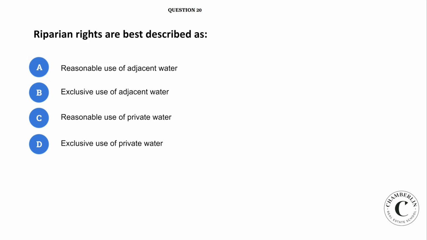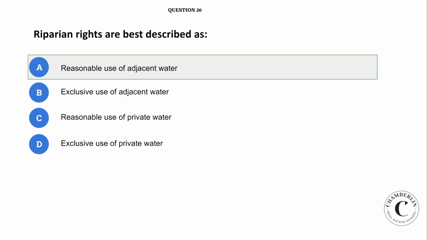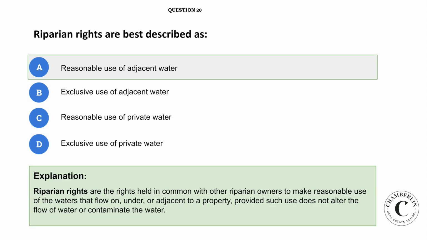Last question, number 20. Riparian rights are best described as A. Reasonable use of adjacent water, B. Exclusive use of adjacent water, C. Reasonable use of private water, or D. Exclusive use of private water. And the answer is A. Riparian rights are the rights held in common with other riparian owners to make reasonable use of the waters that flow on, under, or adjacent to a property, provided such use does not alter the flow of water or contaminate the water.